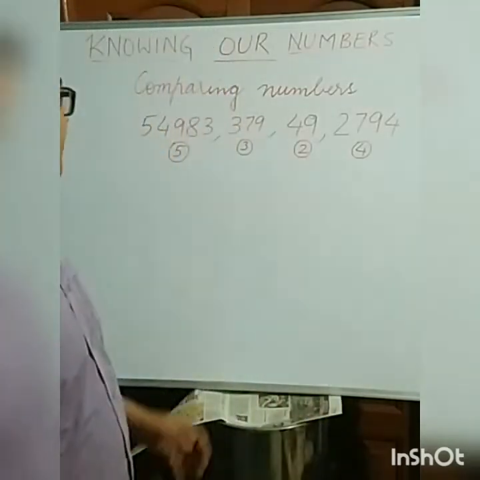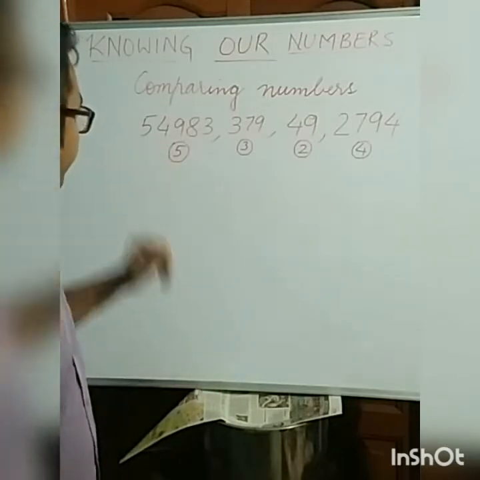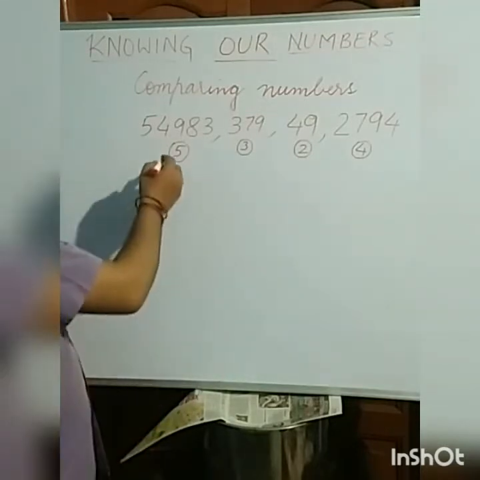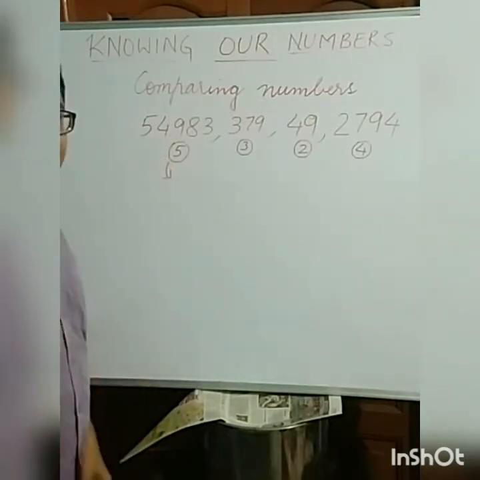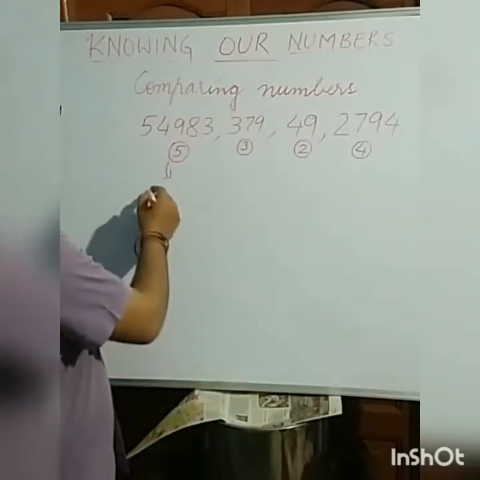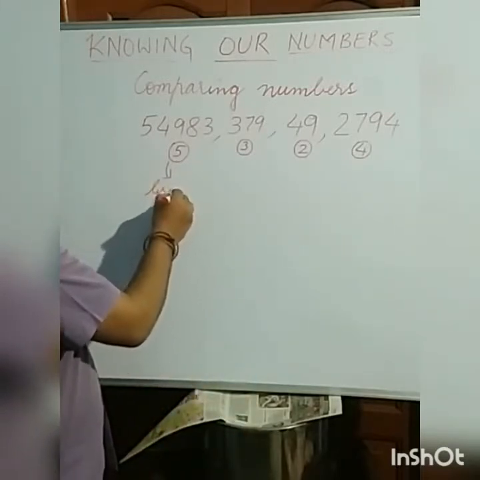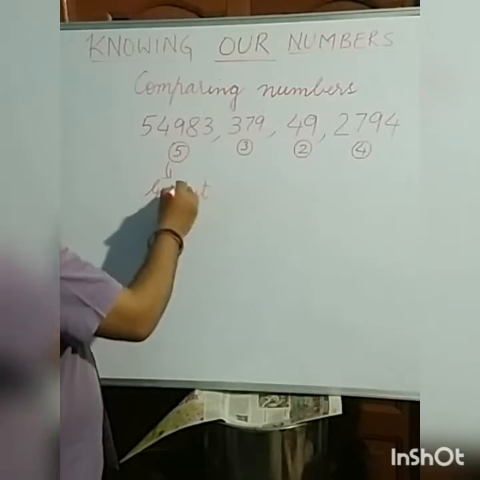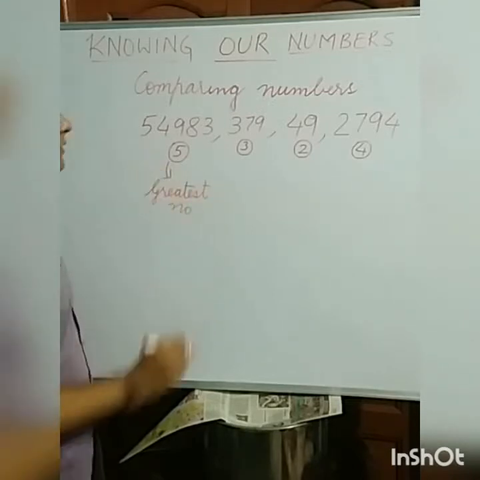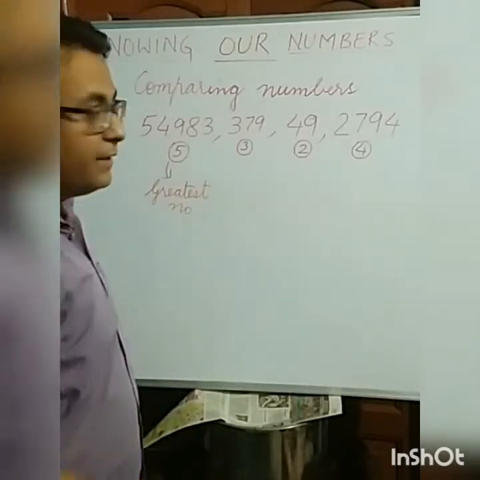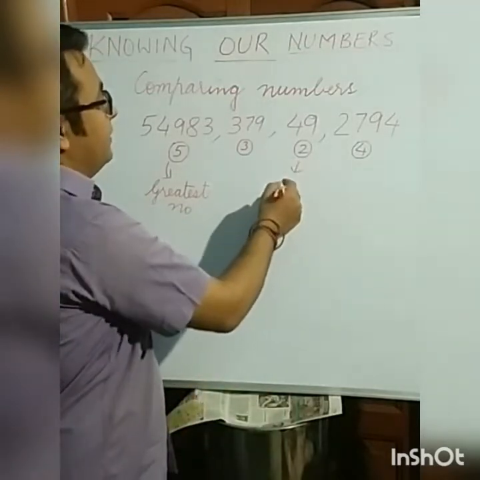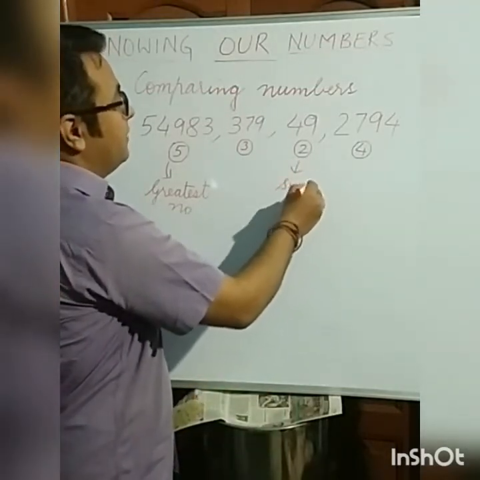So now can you all tell which number is greatest here? Yes, this number has the maximum number of digits, so it will be the greatest number among all the given numbers. Similarly, the number 49 has only 2 digits, so it will be the smallest number among these numbers.